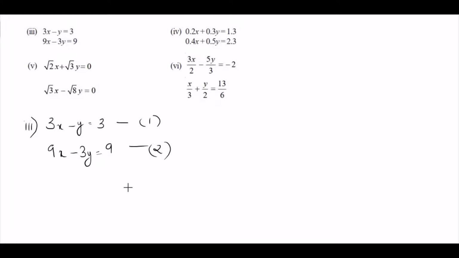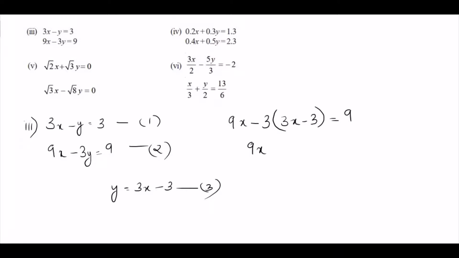From the first equation, I am writing y in terms of x. That is, y equals 3x minus 3. Now substitute this value of y in the second equation. So you get 9x minus 3 into (3x minus 3) is equal to 9. So that is 9x minus 9x plus 9 is equal to 9.